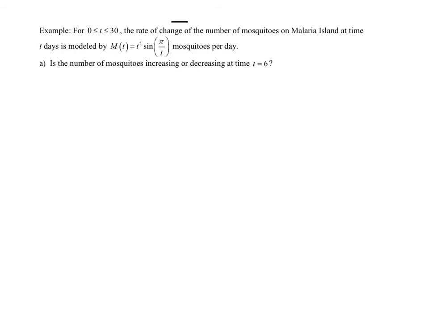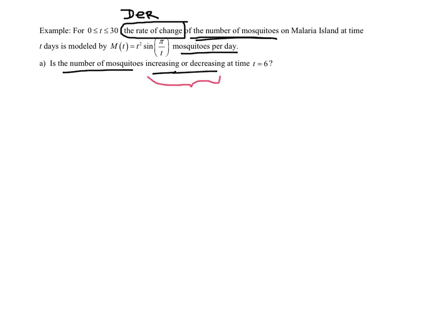I want you to write down the word rate of change of the number of mosquitoes. When I say the rate of change, I am telling you that is the derivative of the number of mosquitoes. Okay? Watch these units. They're in mosquitoes per day. That is a rate. Okay, that is a slope, a rate, a derivative. Part A says, is the number of mosquitoes increasing or decreasing? All right, so increasing and decreasing are the calc words that mean take the derivative.